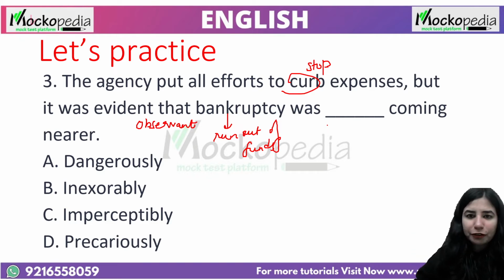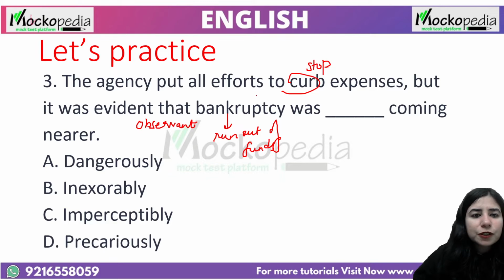Right? So I'm sure you have tried the question. So let's see. The agency put all the efforts to curb expenses. Expenses matlab kharcha, but it was evident, matlab observant tha ki bankruptcy was coming nearer. So it is definite. So what are we talking about? How is bankruptcy coming nearer?